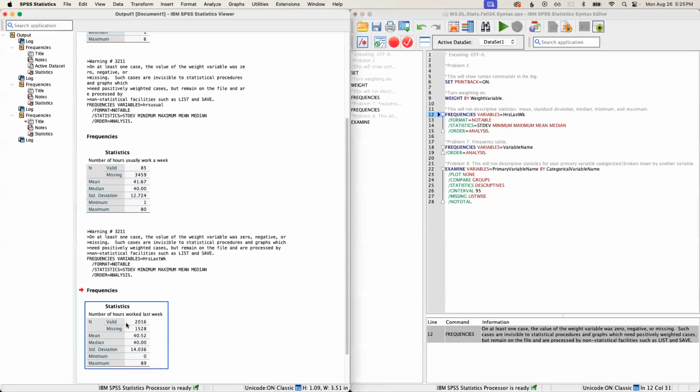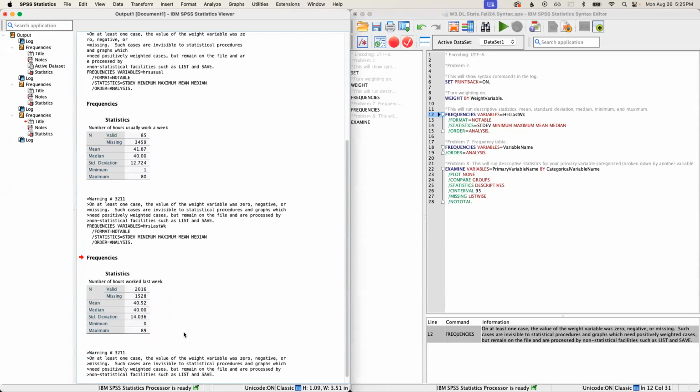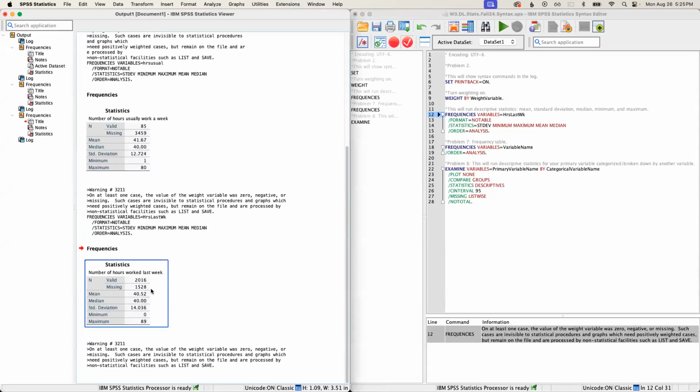Yeah, that looks a lot better. So now we have most of it, most of the cases. Okay, so here we'd say that the average number of hours a respondent worked was like 40.5 hours.